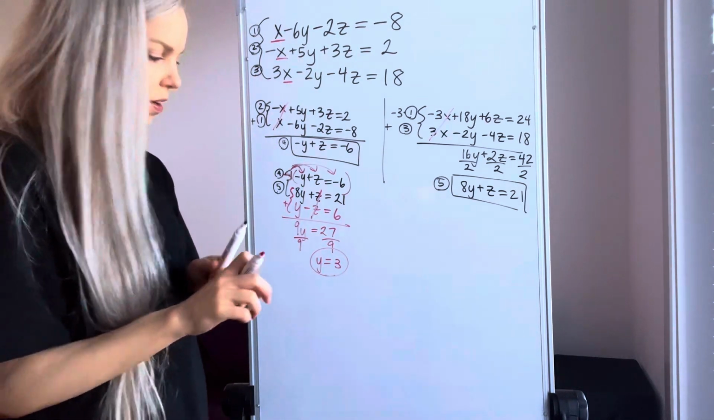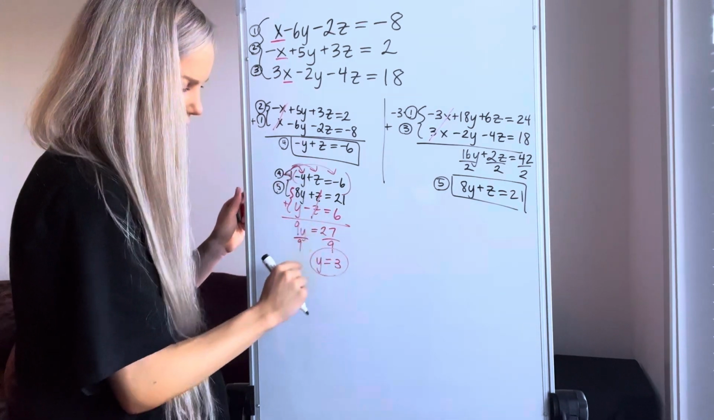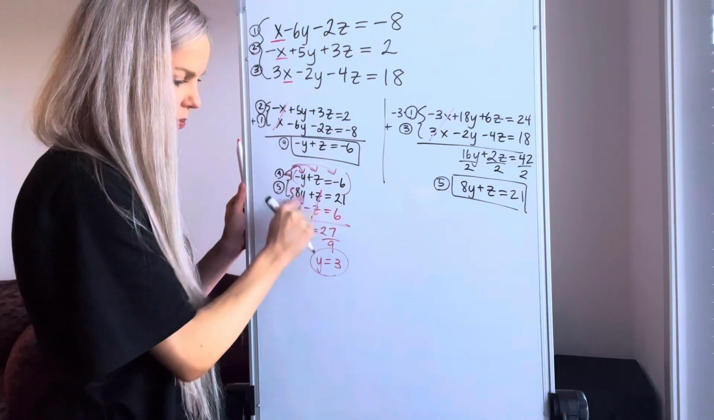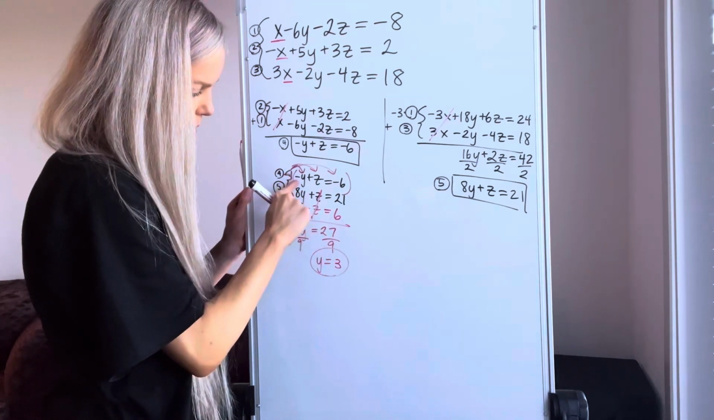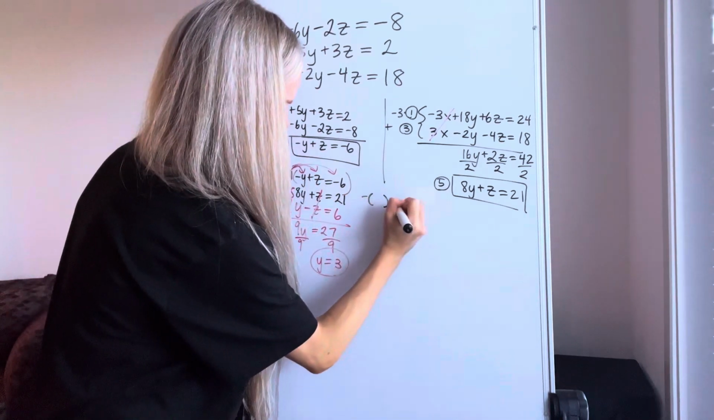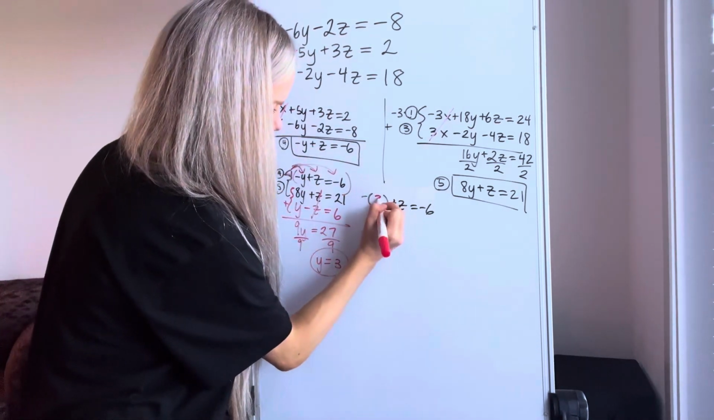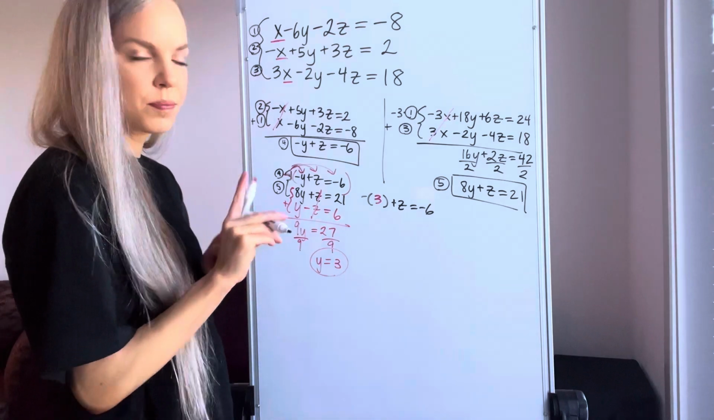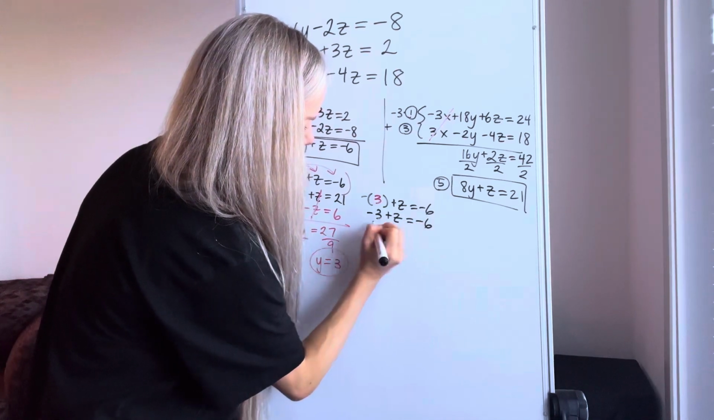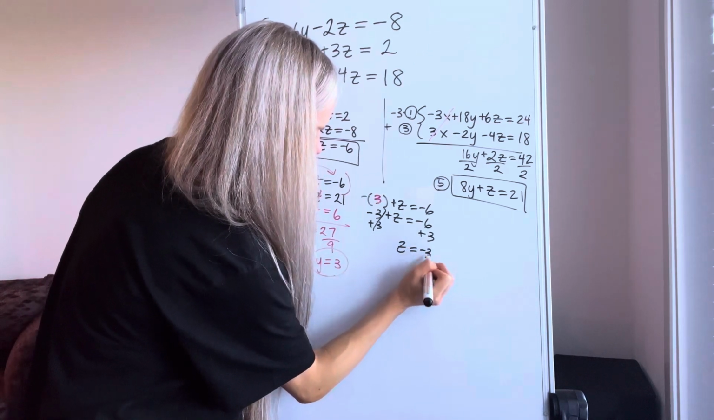Once you have your y variable, you can go back to either this equation or even the scaled version to solve for the z. We're not ready to go back to any of this until we finish this system right here for y and z. So I'm going to pick this original top equation, negative y plus z equals negative 6. I put parentheses where y used to be because now I know it's 3. That simplifies to negative 3 plus z equals negative 6. Add the 3. You have z equals negative 3.